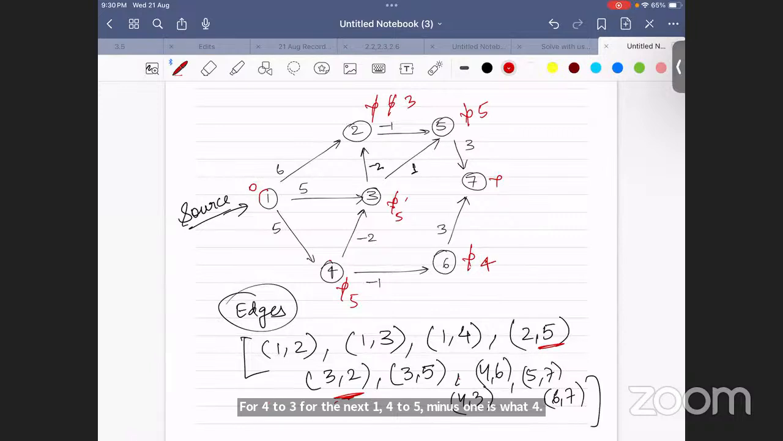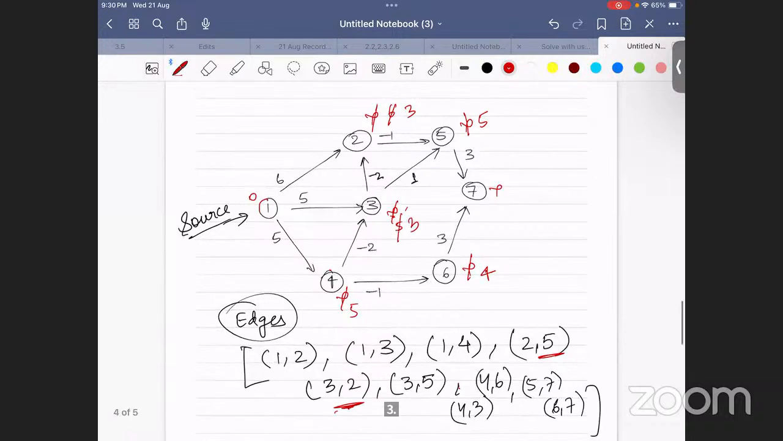4 to 6. Where is 4 to 6? 4 to 6 is done. 4 to 3. 5 minus 2 is what? 3. So 3. Correct? Now 5 to 7. Where is 5 to 7?